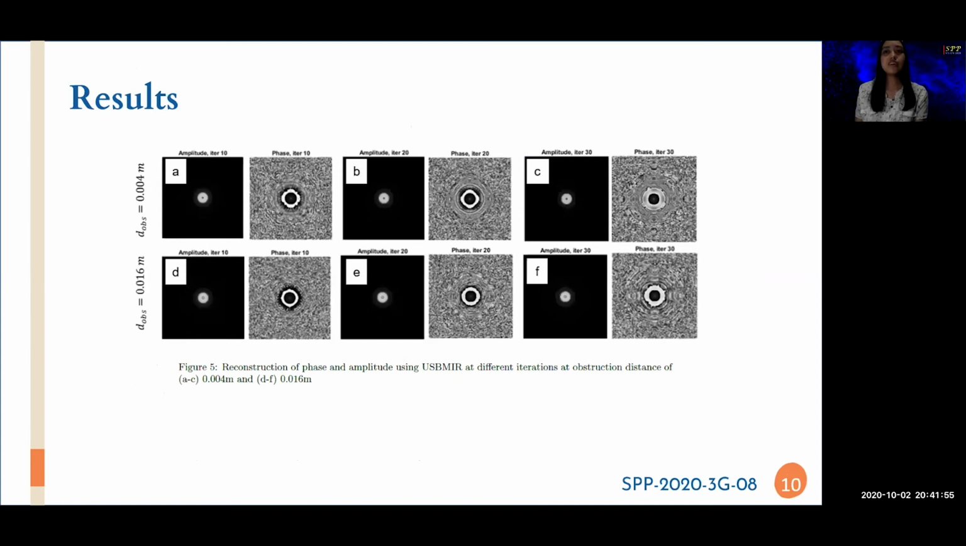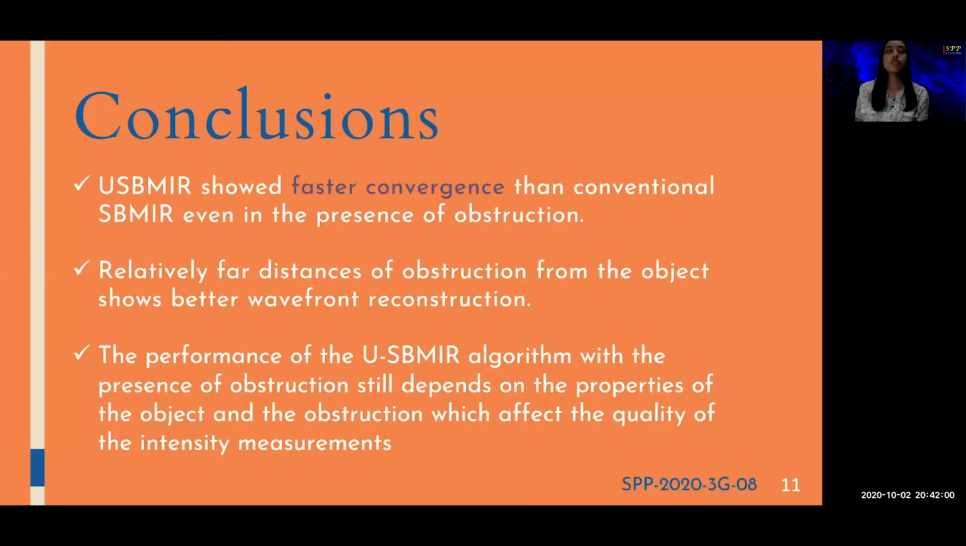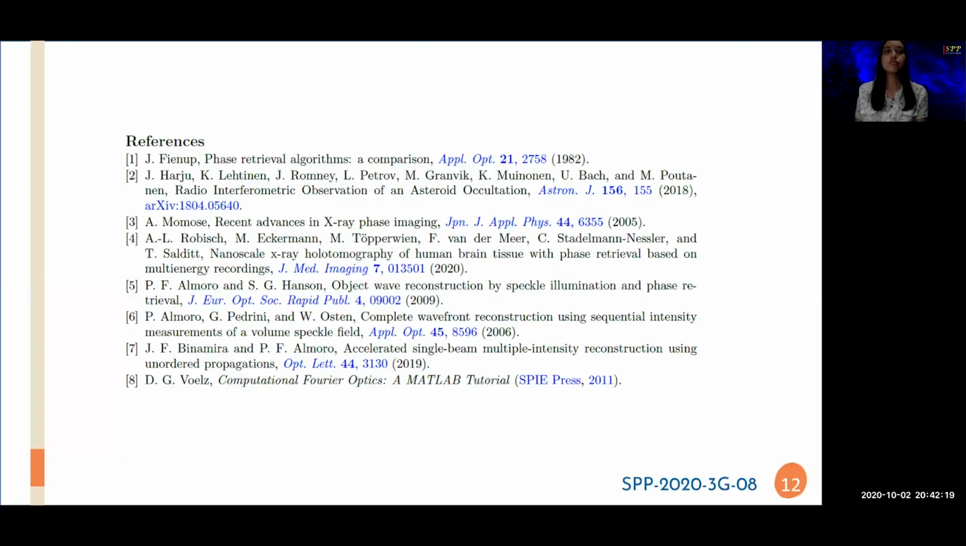Also, at increasing iterations, better reconstructions are observed. So here we show that the USB mirror still has faster convergence than the conventional one, even in the presence of obstruction, and at relatively far distances of obstruction, we show better wavefront reconstruction, which also depends on the properties of the objects and the obstruction.